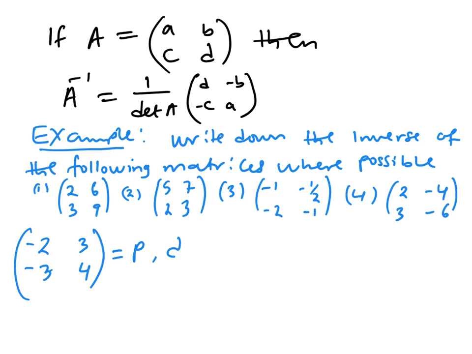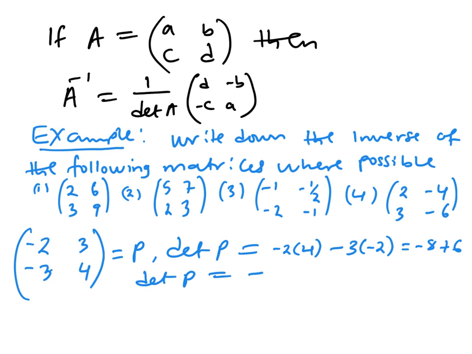So I get the determinant of P. You know how we find the determinant? We get the product of the major diagonal minus the product of the minor diagonal, which is negative 2 into 4 minus 3 into minus 2. Negative 2 into 4 is negative 8, and the minus 3 into minus 2 is plus 6. So the determinant of P is minus 2.